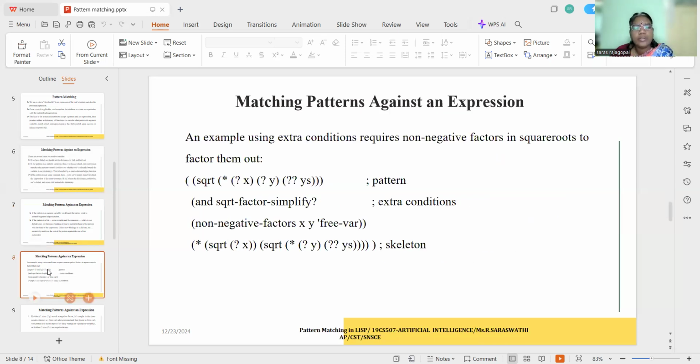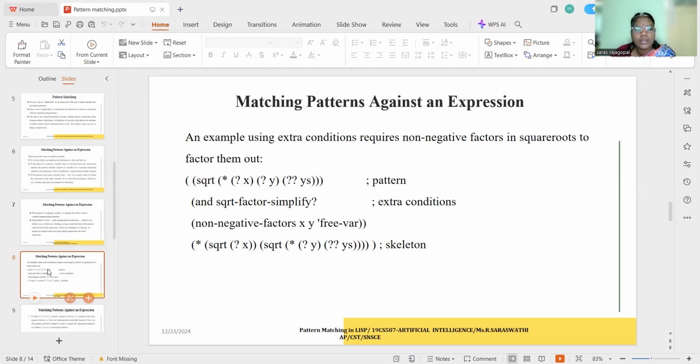Here is an example of pattern matching against an expression: non-negative factors in a square root function. The square root of x and y is a pattern: square root of star of ?x and ?y. Then the resultant pattern is the product. And the square factor simplify is an extra condition.